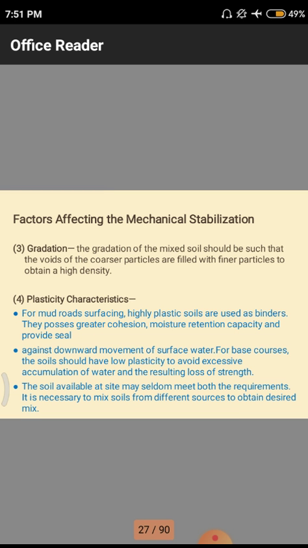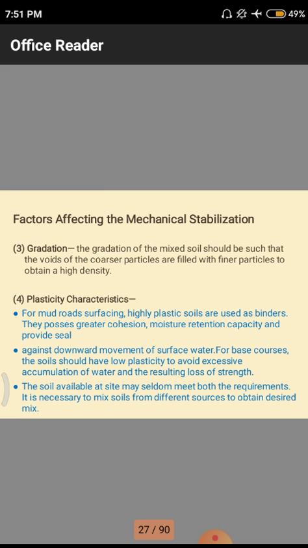Why? Because those soils have to take a huge amount of loads whenever the vehicles are moving, so the binding property is very good. Automatically those soils will bear huge amounts of loads and withstand for a large span of time.